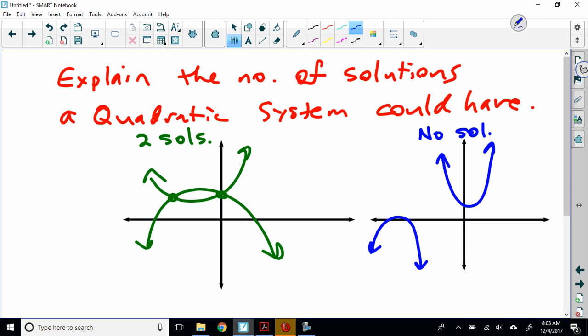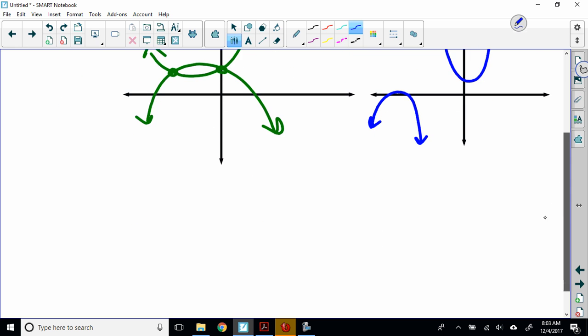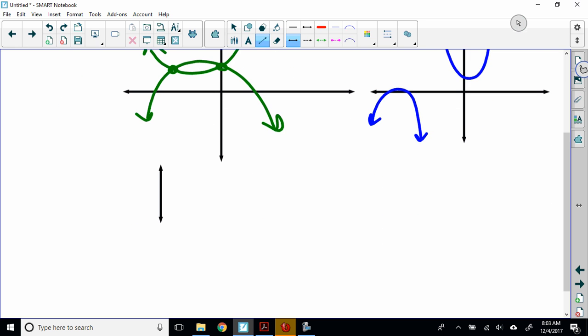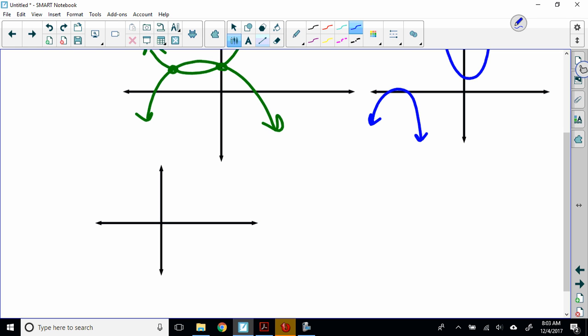Are there any other possibilities? Or is that it? You thinking one? Well, what's that going to look like, one solution? Is it possible to have a quadratic system with one solution? If we had a graph that looked like this, and an upside down one, and they just kind of meet in one spot like that? Okay. So it is possible that quadratic systems could have one solution.